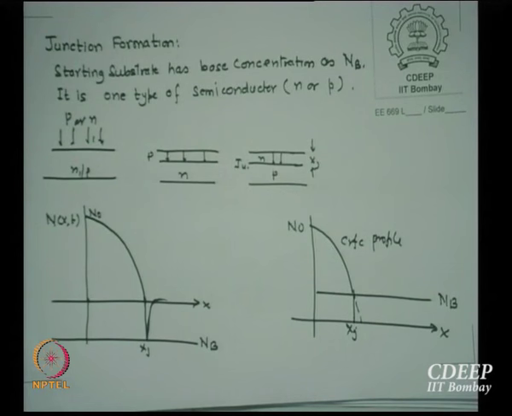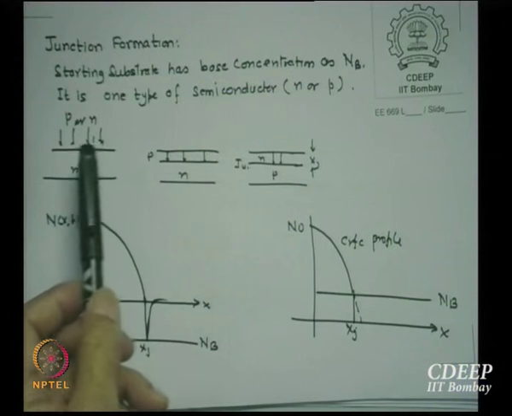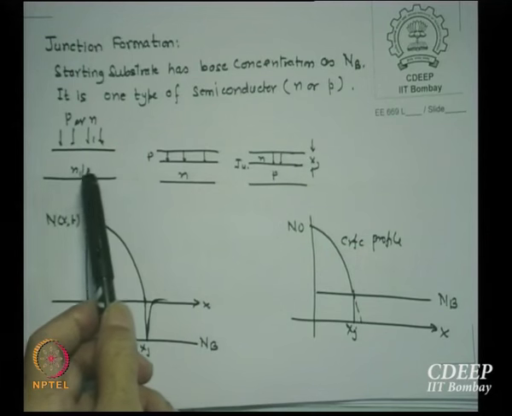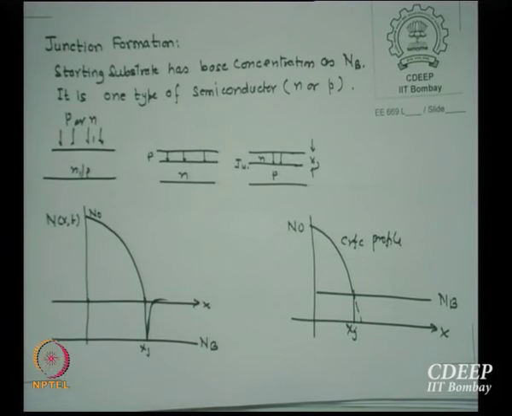You can have a starting substrate either N kind or P kind, and we call the concentration the base concentration or background concentration. So a wafer, which is a background to you, can be either N type or P type. All that I will do is, if it is an N type wafer, to make a PN junction I must put impurities of P type. If the background is P type, you will do N type impurity diffusion to make a PN junction. Is that point clear? If I do PNN, it is a PN junction. If I do NNP, it is an NP junction, but it is still a diode.